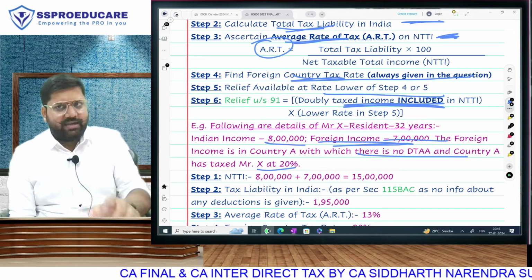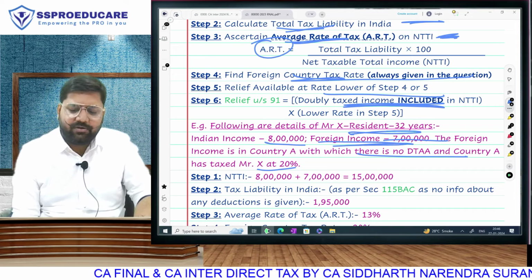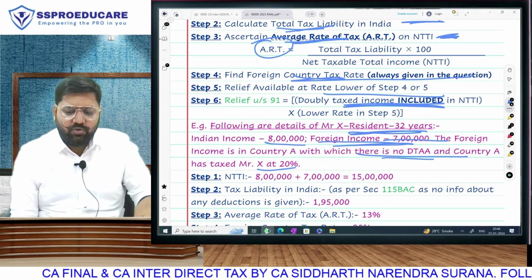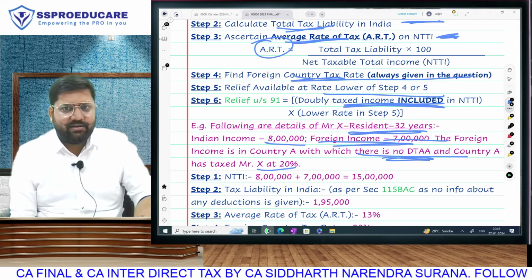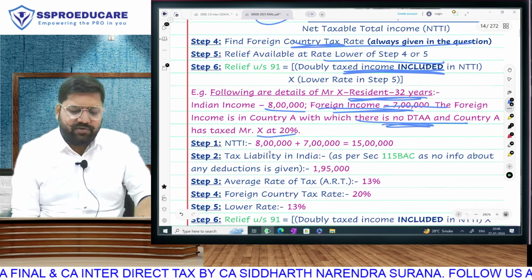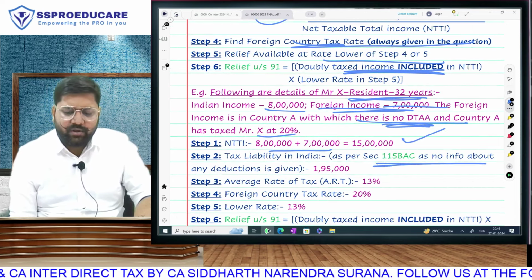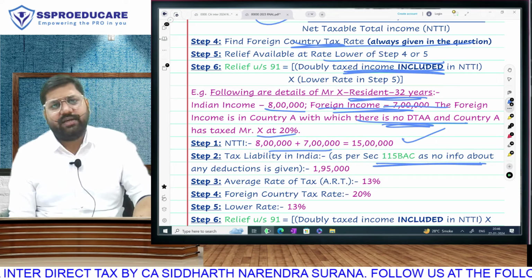First of all, is there double taxation? Yes, because there is foreign income on which we are paying tax in India because we are resident. So there is double tax and there is no DTAA. That means we will not get any bilateral relief. So our only option is unilateral. First, take total income. Indian, foreign, total 15 lakh. Calculate tax liability. I am doing it as per new regime because deduction exemption is not given.